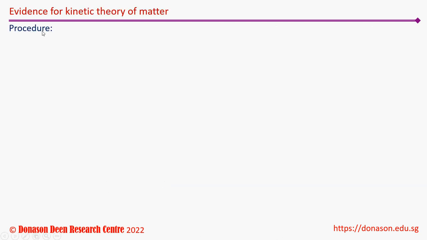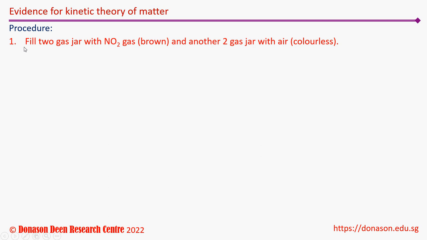So we can formally demonstrate this in the laboratory using this experiment which I'm going to describe to you. The procedure is, first we're going to take 4 jars and fill 2 of the jars with nitrogen dioxide gas. The reason why we are choosing nitrogen dioxide gas is because it is brown in color, and since it is brown, it is visible, we can see it.